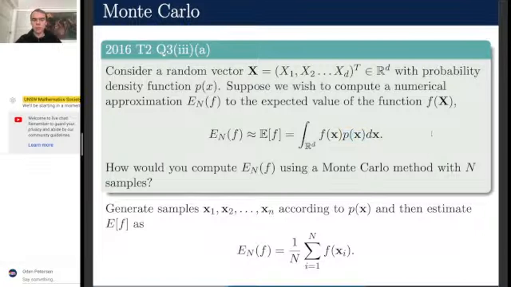Cool. So hopefully that all makes sense. That all checks out intuitively.